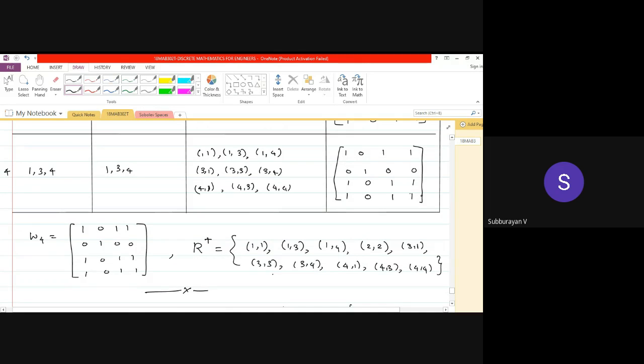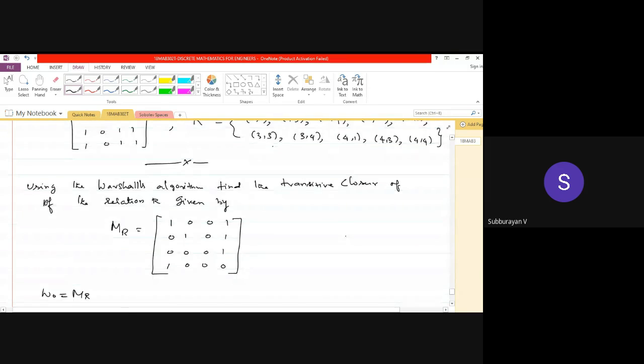After finding the final matrix, wherever we have a non-zero number, you make the combination. For example (1,1), (1,3), (1,4), and then (2,2), (3,1), (3,3), (3,4), (4,1), (4,3), (4,4). You plug these elements into your R plus. These pairs are in your new relation, which will become the closure, or in other words, the transitive relation. See, this is Warshall's algorithm.